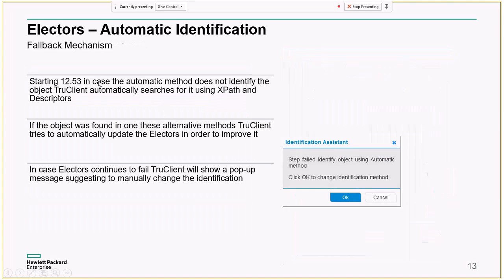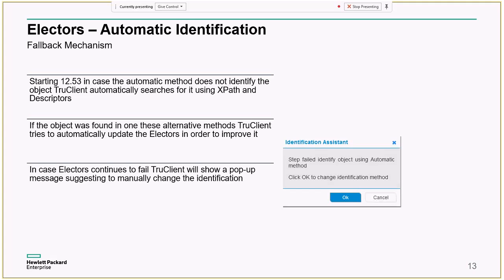I'll just mention that in version 12.53, we've added a very meaningful enhancement, which is some kind of a fallback mechanism, which allows the automatic object identification to leverage the other identification methods automatically, XPath and descriptors. When TruClient doesn't succeed in locating an object using the automatic identification method, it automatically tries to search for that UI element using XPath and descriptors.